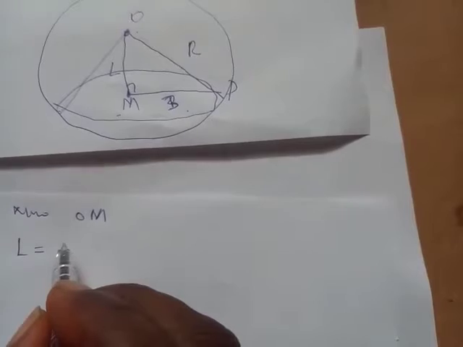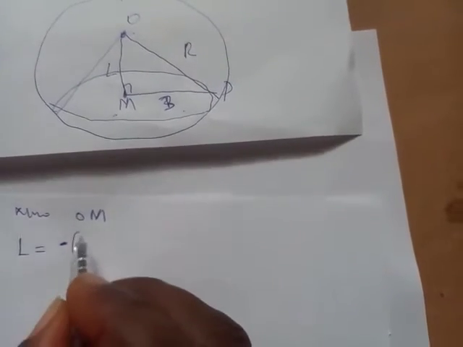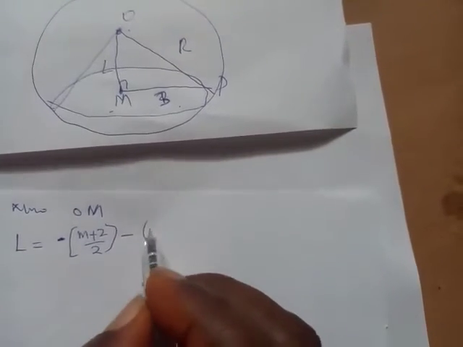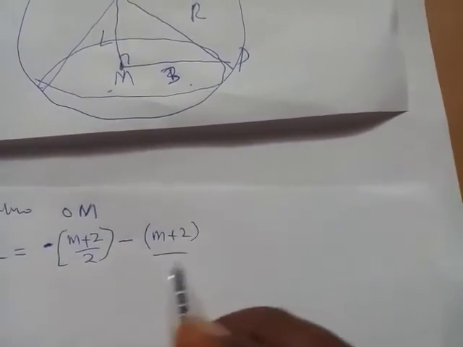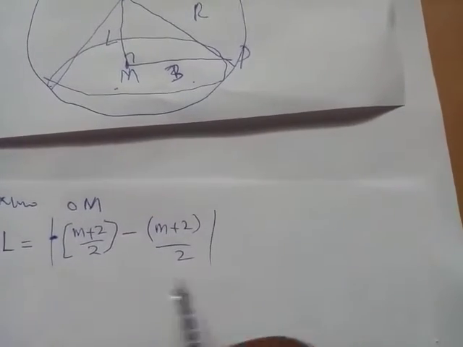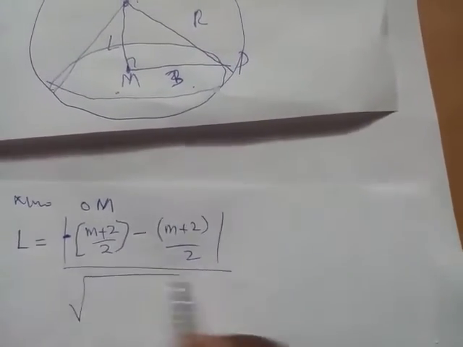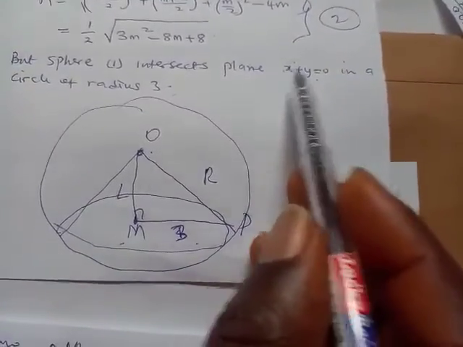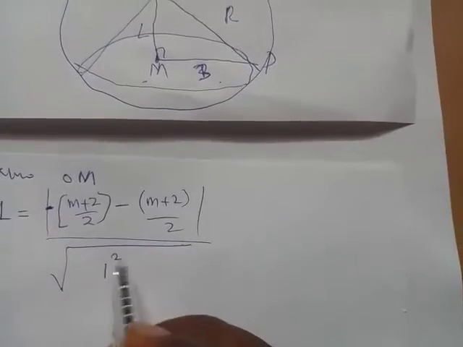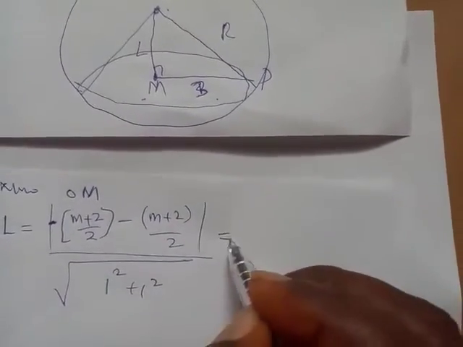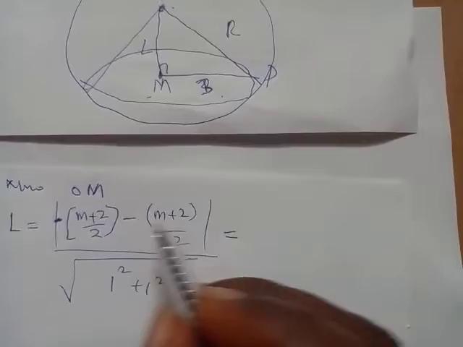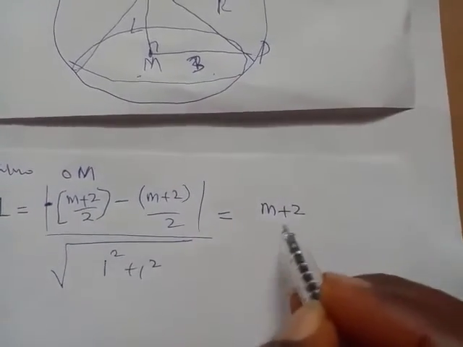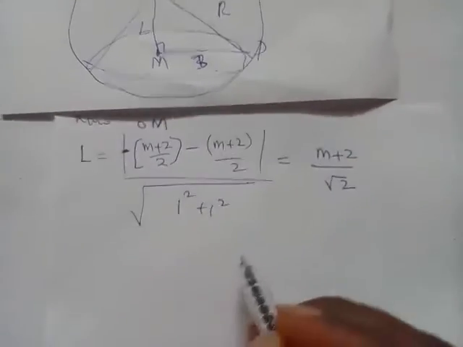So this will be minus m plus 2 over 2, minus m plus 2 over 2. Put the absolute value there, over the root of A squared plus B squared plus C squared, but there's no C, it's just 1 plus 1 over this. At the end of the day, the absolute value will neglect the negative. So finally we are going to have m plus 2 divided by root 2. That is our OM.